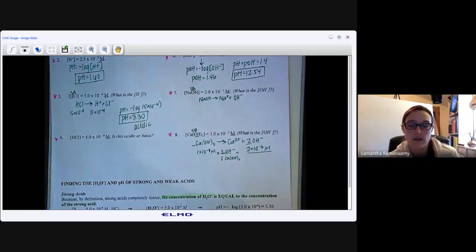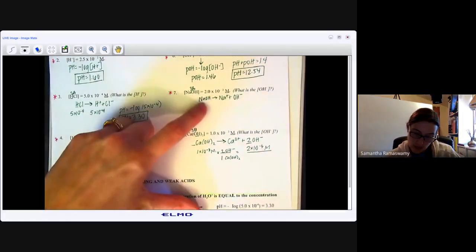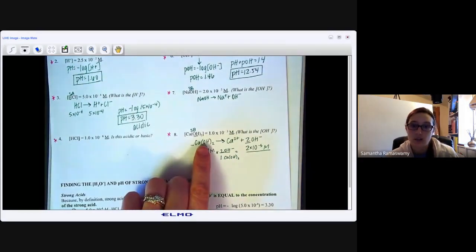For strong bases, you have to pay attention to the ratios. Yes, NaOH is 1 to 1. But ones like calcium hydroxide, strontium hydroxide, barium hydroxide, they all have twice as many OH minuses.